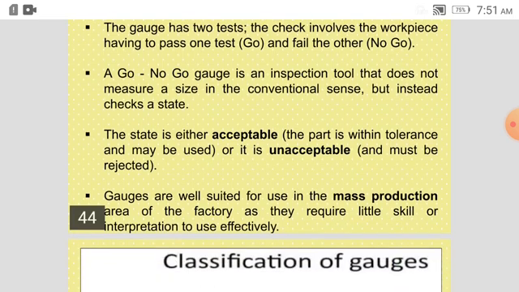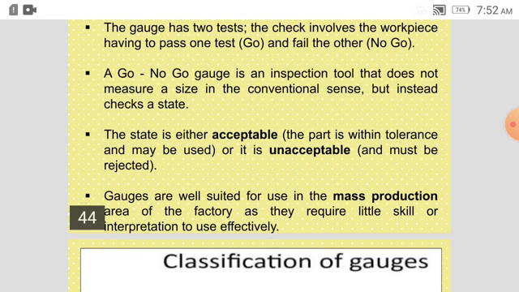A go no go gauge is an inspection tool that does not measure a size in the conventional sense. It is not measuring the size, it is not giving any reading, it is just checking the condition of that shaft or hole, whether it is within the tolerance limit or not. That is only confirming a part and non-confirming a part on the basis of the size to which it is produced. We cannot get any reading with the help of gauges. The state is either acceptable or unacceptable, meaning it is confirming or non-confirming.